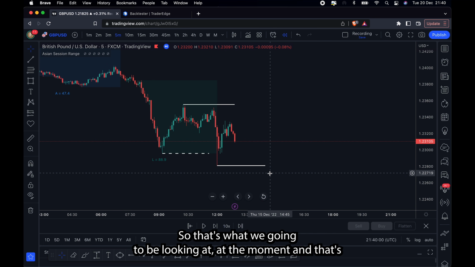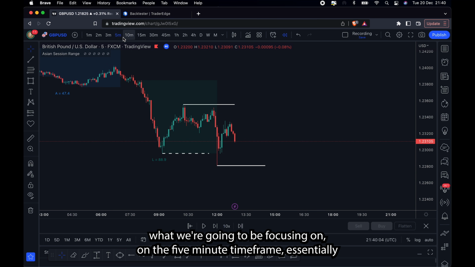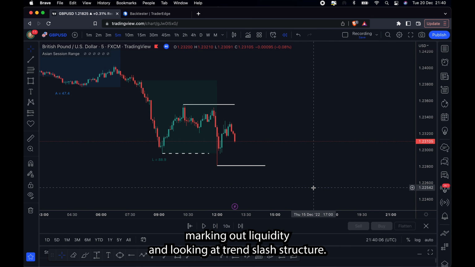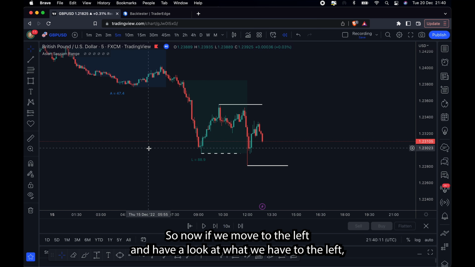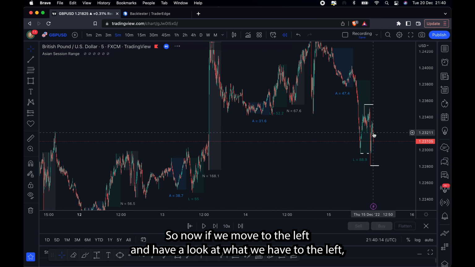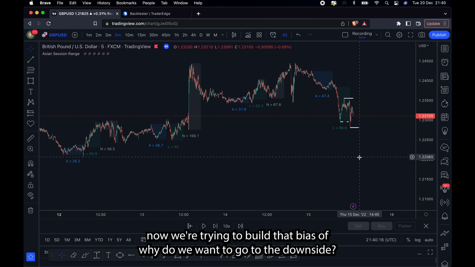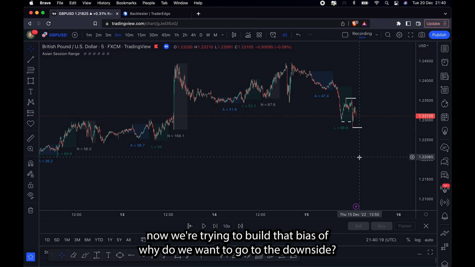So that's what we're going to be looking at the moment. And that's what we're going to be focusing on, the 5-minute time frame, essentially marking out liquidity and looking at trend and structure. So now if we move to the left and have a look at what we have to the left, now we're trying to build that bias of why do we want to go to the downside.